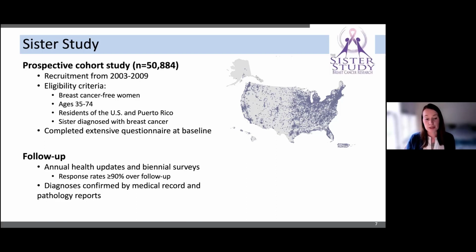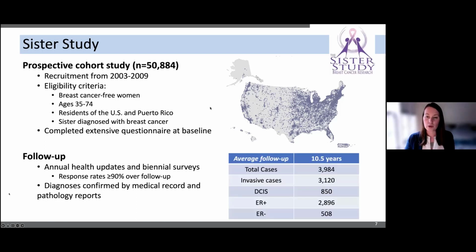If women are diagnosed with breast cancer, they report that back to the study, either on these annual health updates, or they can call in; there's a hotline to call. And then we request access to their medical records and pathology reports to confirm their diagnosis and to get information about the tumor. So as of the most recent data released in the Sister Study, we have on average about 10 years of follow-up in the cohort. And during this time, we've had almost 4,000 cases. These cases are largely invasive compared to DCIS, which is considered stage 0 disease. And they're largely hormone receptor positive, which is consistent with the breakdown of tumor subtypes in the US overall.